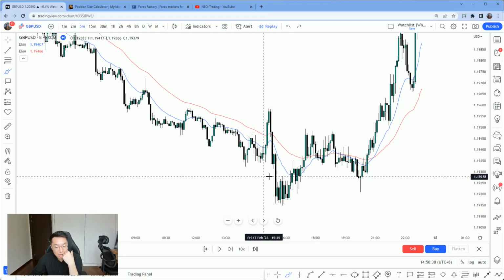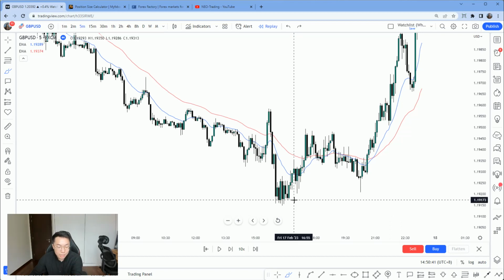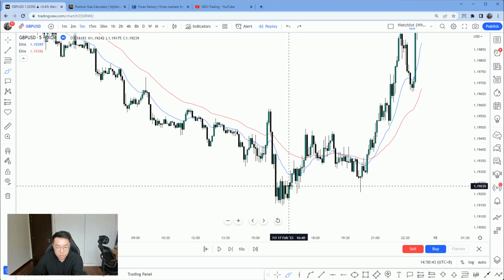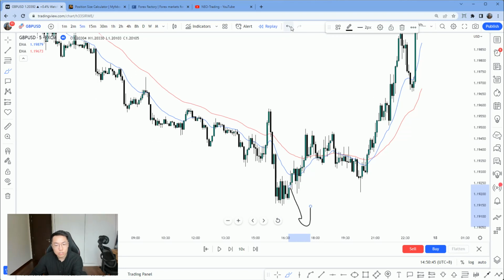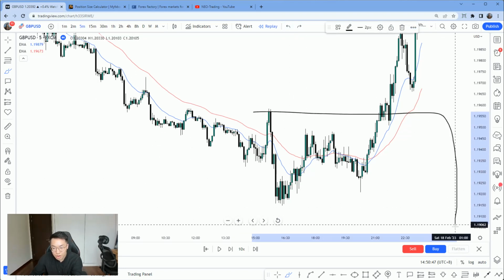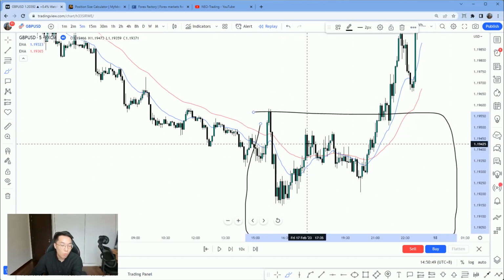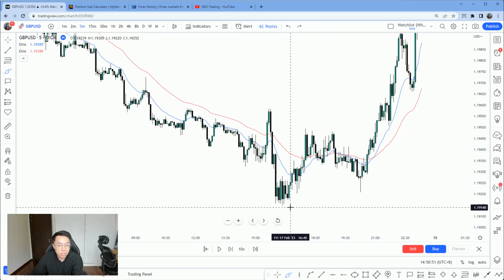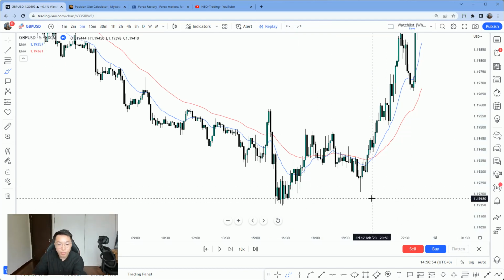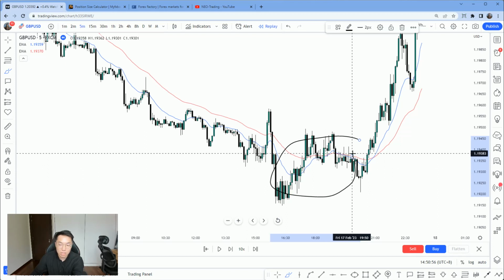So when I saw that consolidation, I was thinking, maybe it's likely to continue down, so I need to observe a little bit more. I know that price is within the weekly zone that I want to trade, so I'm free to take any position from anywhere around here.